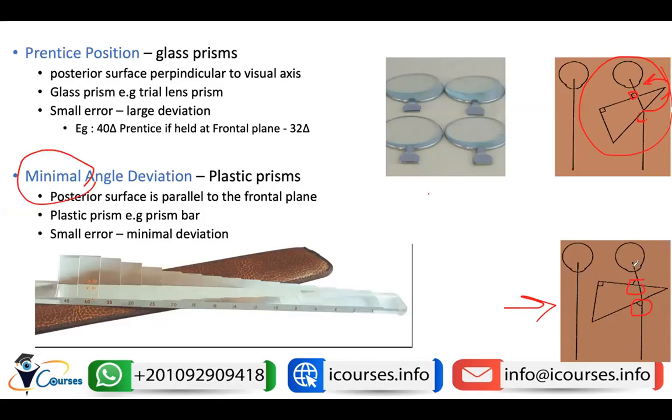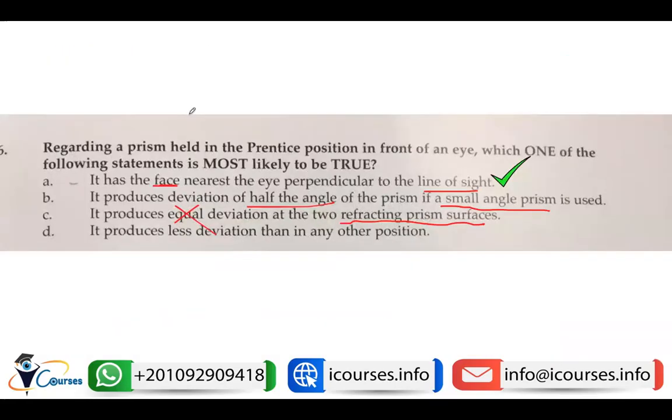So in minimum angle of deviation, the angle of incidence will be equal to the angle of emergence. This is the position of the prism. This is unlike the Prentice position. That's why in the Prentice position, a small error can produce a larger deviation. Unlike that, the statement that produces a deviation of half of the angle of the prism if a small angle prism is used is incorrect and inaccurate.